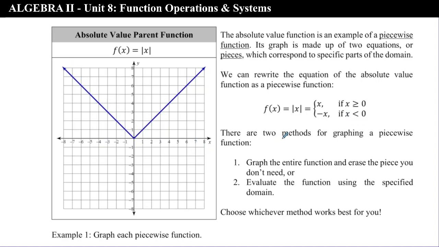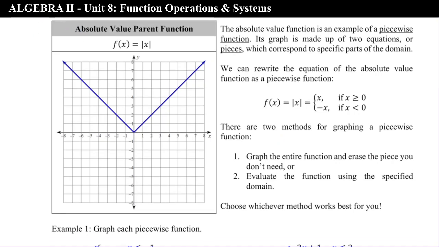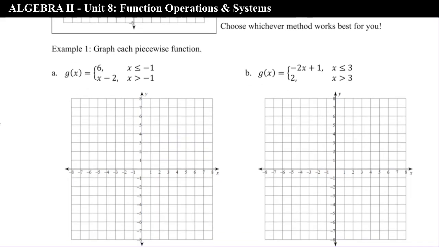Now there are two methods for graphing a piecewise function. You can either graph the entire function and erase the piece you don't need, or you can evaluate the function using the specified domain, come up with points, and then sketch your line or curve through those points. Choose whichever method works best for you. There are some cases where one method will work better than the other, and we'll come across those as we go along. But I am a big fan of graphing the entire function and erasing the piece you don't need, because then you can at least hit your y-intercept where you need to.